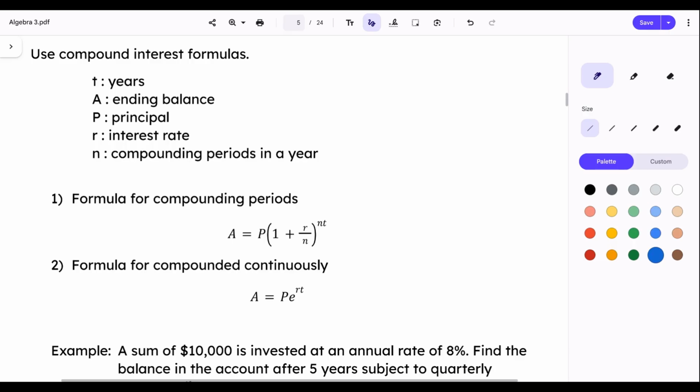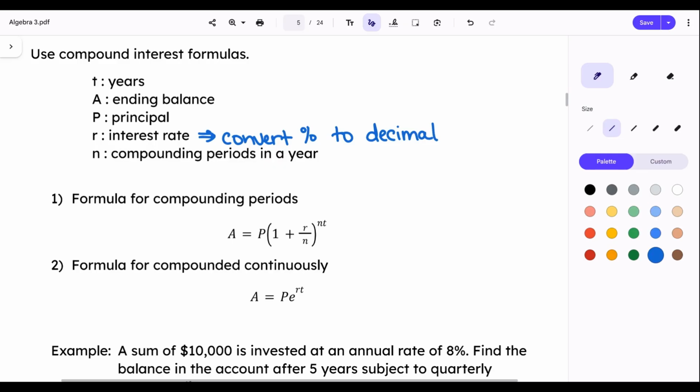r is going to be your interest rate. And something that I just want to make sure you guys are aware of here is that when you have a rate, that's going to be a percentage, you need to always convert your percent to a decimal. Okay, so make sure that you do that. Don't ever leave your rate as a whole number or a fraction. Make sure that you're converting it to a decimal, or you're going to get numbers that are way, way off.